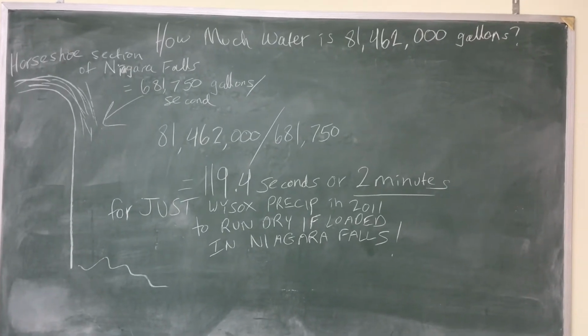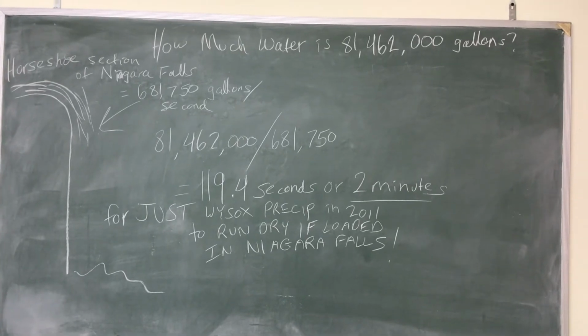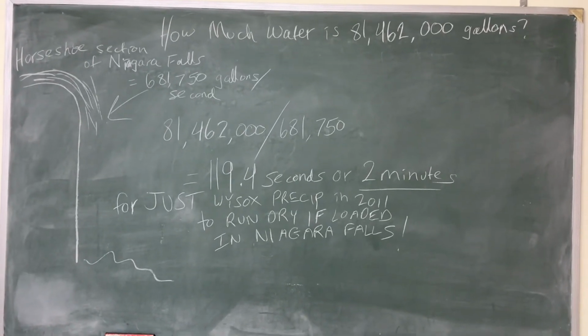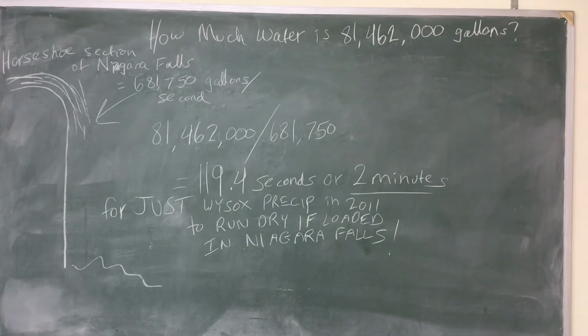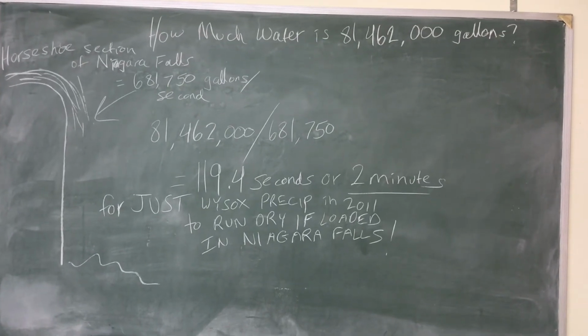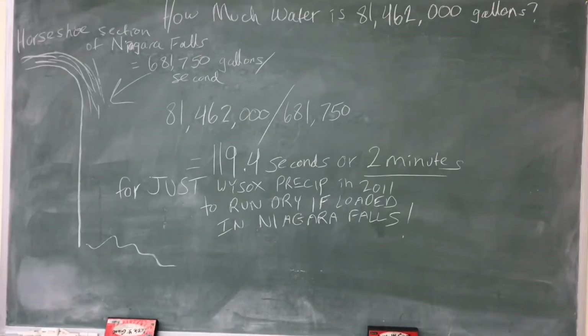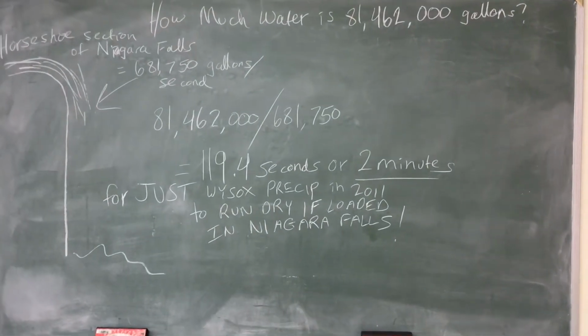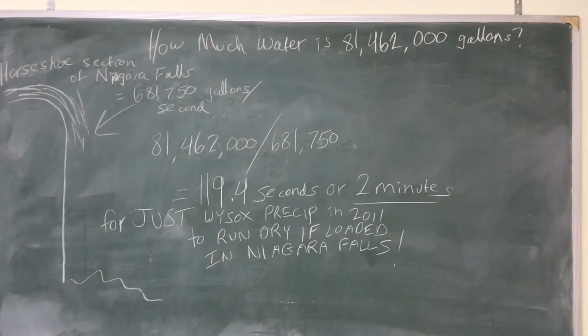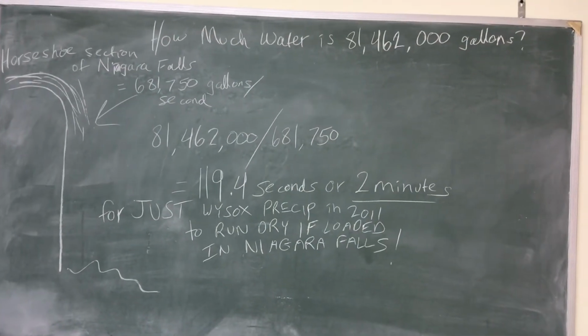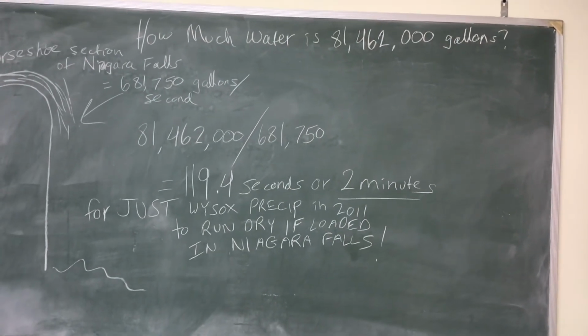That is insane. All right, that is an insane amount of water. So Niagara Falls, that whole section of Niagara Falls, would look totally unchanged for 2 minutes of time. Okay, if you dammed up the river and you replaced all the water with just that water that fell on the 300 acres in Wysox during that one storm. Okay, amazing amount of water.